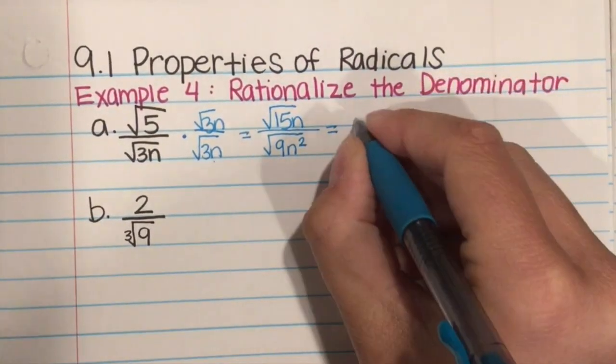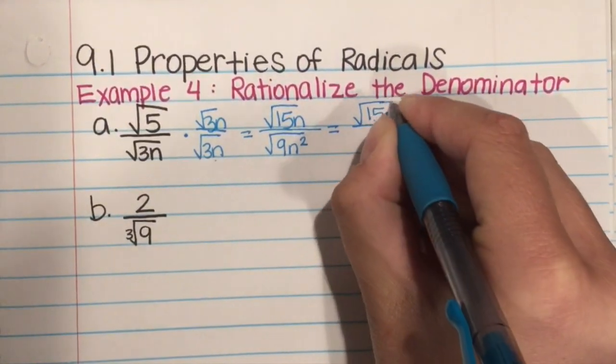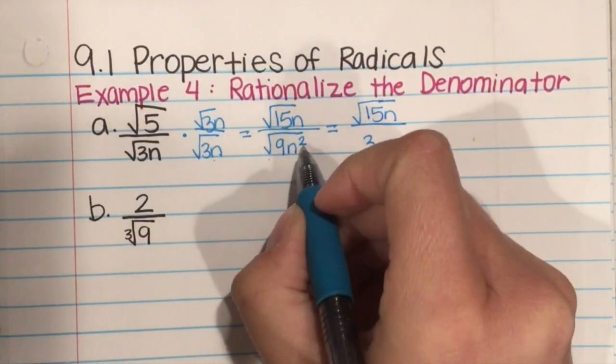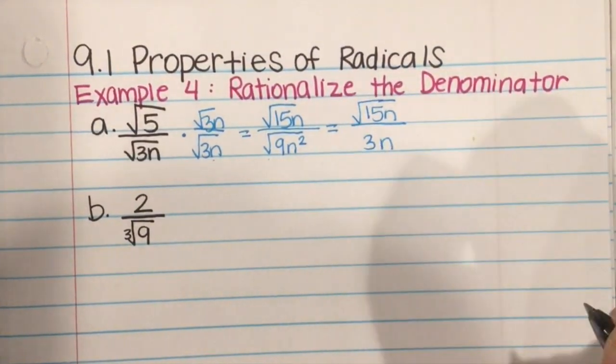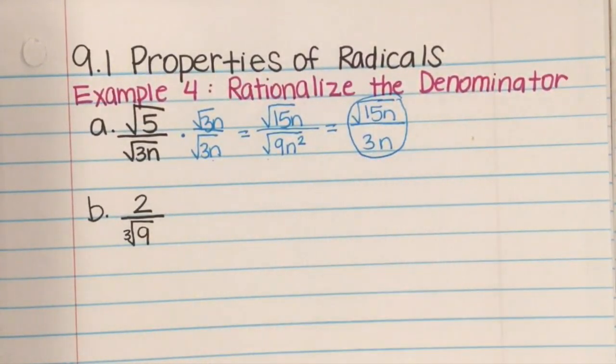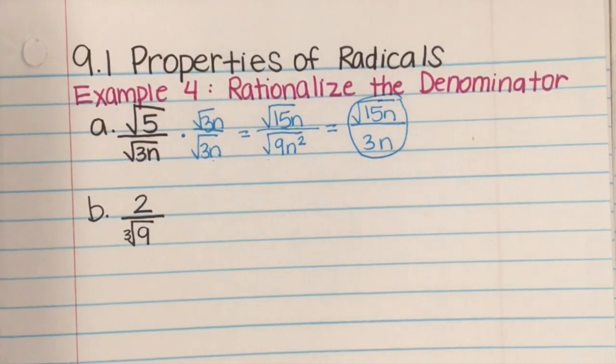So on top, I still have the square root of 15n, but on the bottom, the square root of 9 is 3, and the square root of n squared is n. So this is my final answer, and this is now simplified all the way. There's no square root or radical in the denominator.